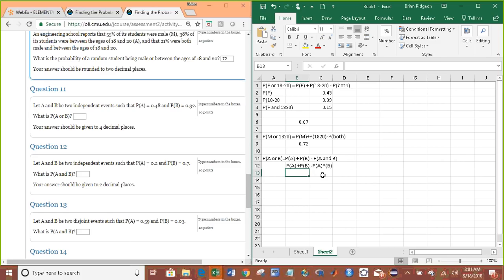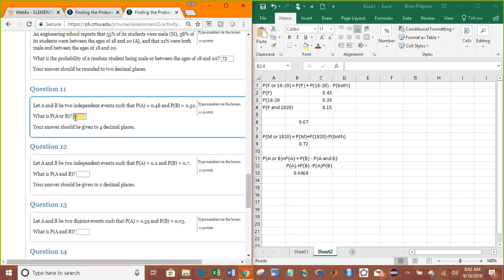So all we have to do now is just say, all right, probability of A is 0.48, probability of B is 0.32, minus their product. And we want 4 decimal places, 0.6464.